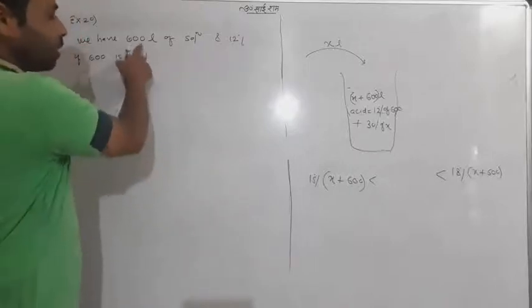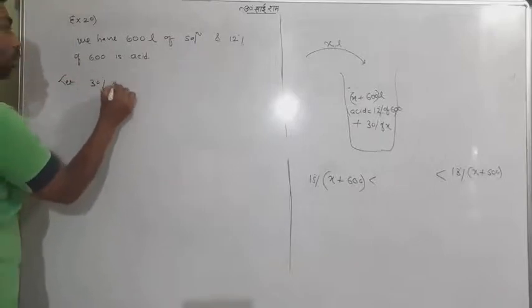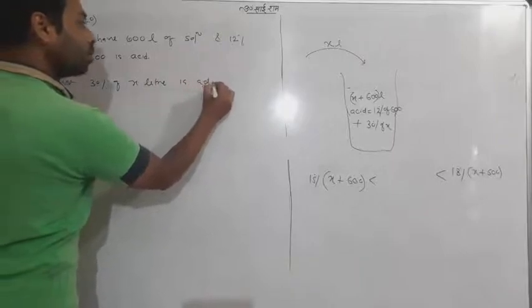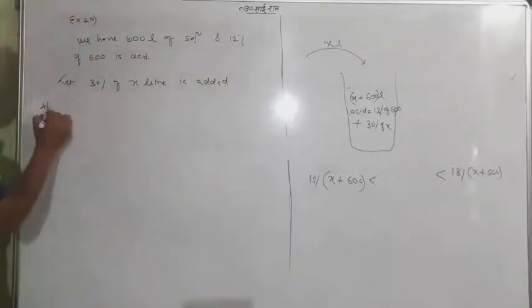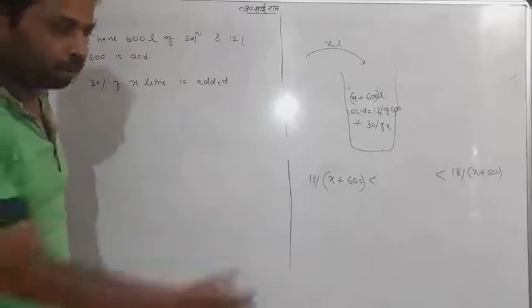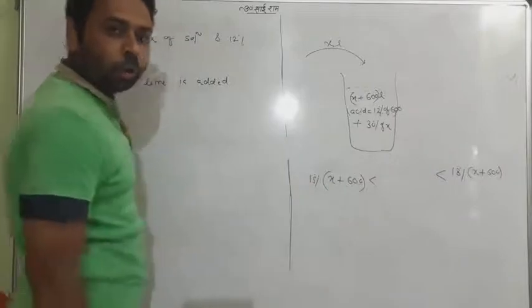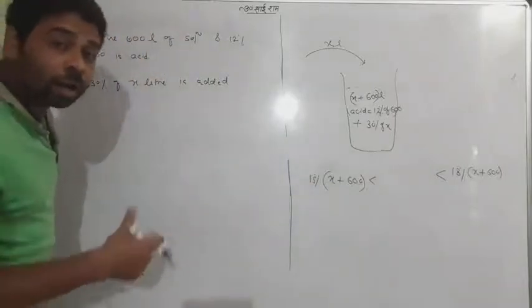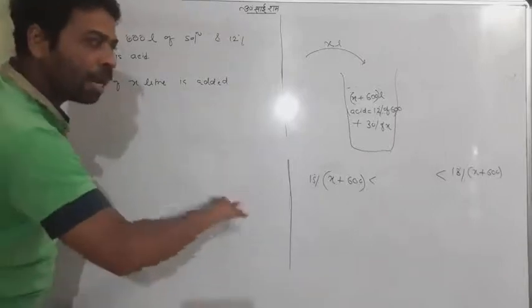This is acid and this is solution. Let 30% of X liter be added. According to the question, I want to write the answer directly, because this is a rough structure and we have already made it. So according to the question, our obtained acid content will lie between 15% and 18%.